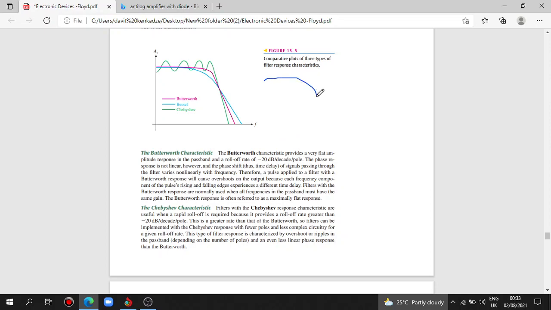Butterworth has a response something like this. This means there are no ripples and the transition is fast. Bessel has no ripples but the transition is slow. Chebyshev has ripples in the passband but the fastest transition.